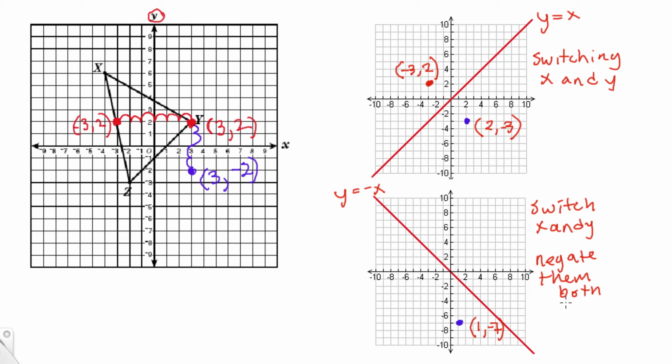Remember what this was called? This is the contrapositive, in case you were paying attention in the last lesson. I'll just call it contra. So switch X and Y, then I'll have what? If I switch X and Y, I'll have -7 and 1. Then I'm told to negate them both, which means make both of them negative. So -7 will be +7, and then -1. So then that's our new point. 7, -1, right here.